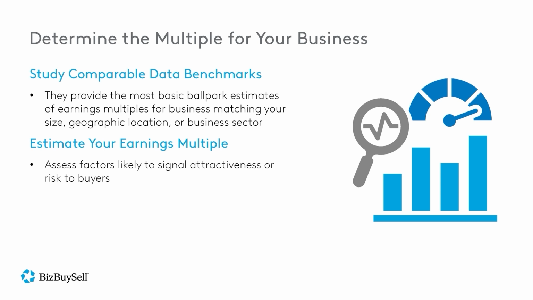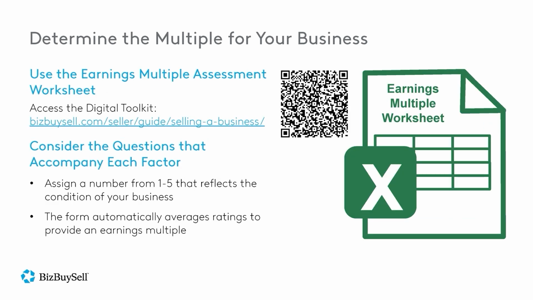You can begin to estimate the earnings multiple for your business by assessing factors likely to signal attractiveness or risk to buyers. To begin, open the Earnings Multiple Assessment worksheet in the digital toolkit. Consider the questions that accompany each factor and assign a number from 1 to 5 that you feel accurately reflects the condition of your business, with 1 indicating the weakest condition and 5 the strongest condition. The form automatically averages ratings to provide an early sense of the earnings multiple that your business, in its current condition and based on your assessment, might command.